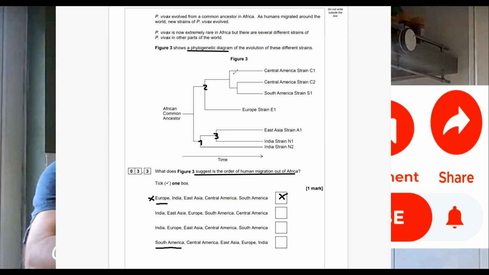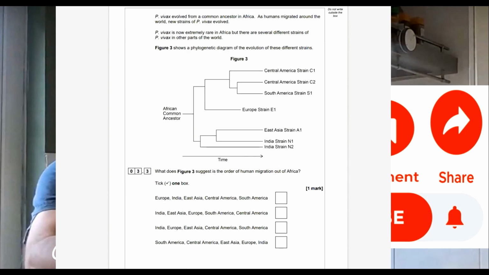2, and that's the European strain. Then 3, the Indian strain. Then 4, the Central American. And then 5, finally, is the South American strain. So these phylogenetic trees or diagrams can show you how closely related things are. So follow the numbers I've written and it will go India, Europe, East Asia, Central America, and South America. And there we go. That's your mark.